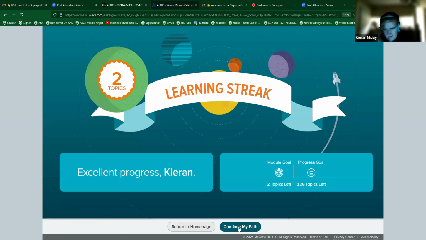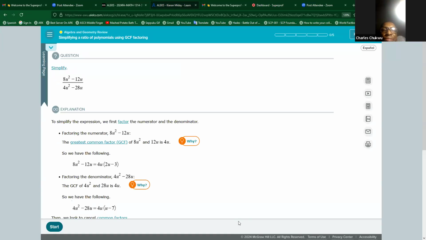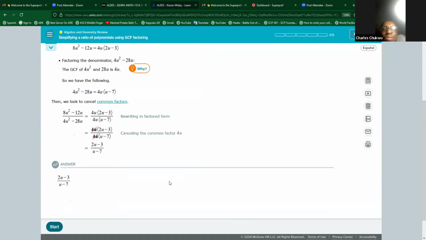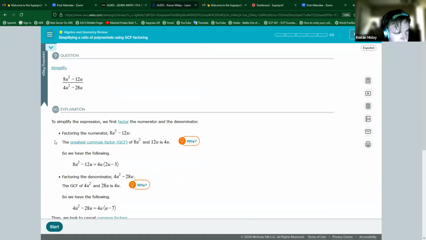Two more, then we're done. Okay, so the greatest common factor of 8u squared and 12u is 4u. Makes sense? So you simplify it down to 2u minus 3.